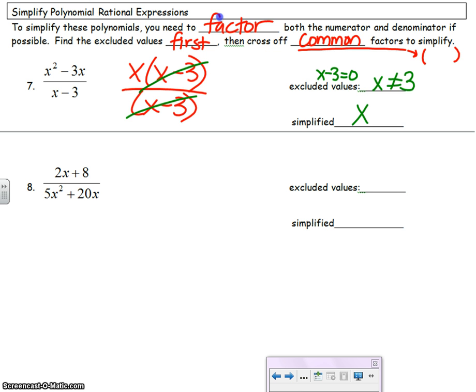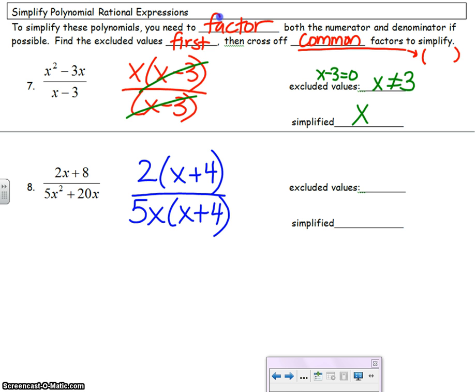Let's go ahead and look at number 8. Again, we look at the numerator and we look at the denominator. We're going to factor out whatever we can. So when we look at the numerator for number 8, our GCF of 2x and 8 is 2, and we're going to be left with x plus 4 in parentheses. And I look at the denominator, 5x squared plus 20x. Again, I have a GCF, and my GCF is going to be 5x.